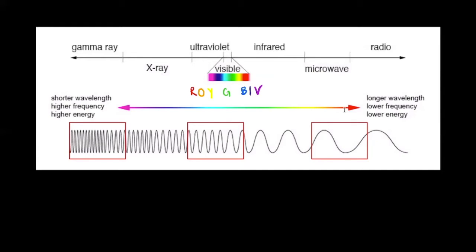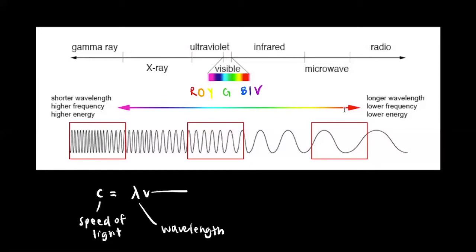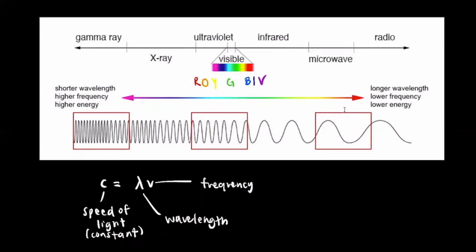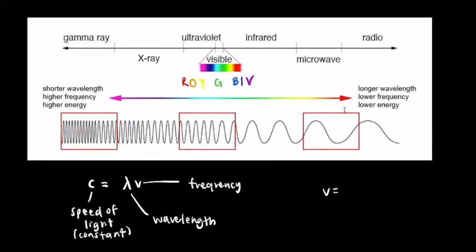And that's denoted by this formula, c equals lambda v, where c is the speed of light, which is given in your data booklet. Lambda is the wavelength, and v is the frequency, right? So the speed of light is constant. So you can think of the relationship between frequency and wavelength as being frequency equals c over lambda. The next relationship we want to look at is between frequency and energy.